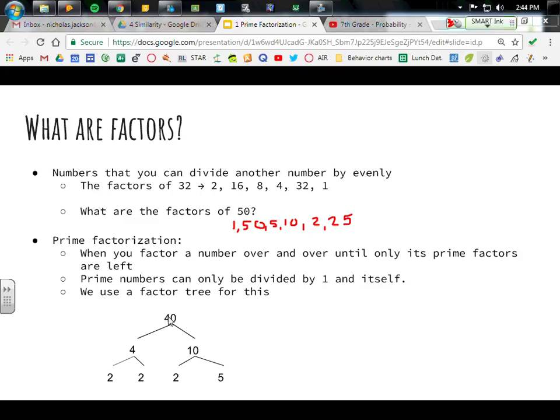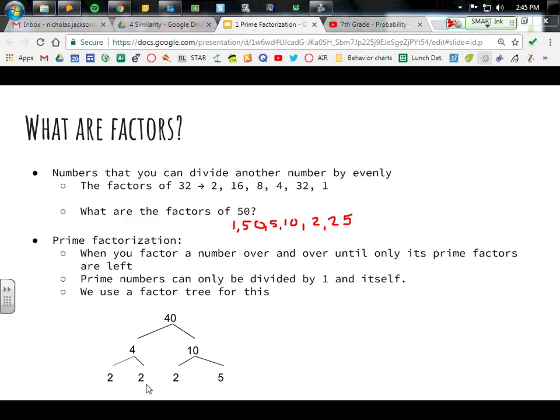All right, 4 times 10 gives you 40. So you could pick any two factors of 40 you want to. It doesn't have to be 4 and 10. But then we would factor these two factors further. So 4 can be factored down into 2 and 2. And 10 can be factored down into 2 and 5.